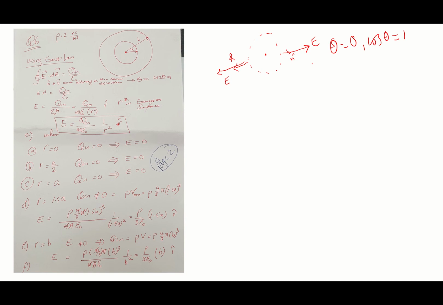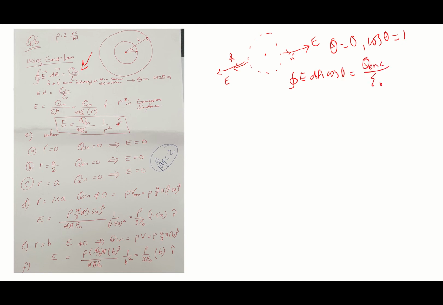So when I apply my Gauss's law, just like what I have here, my Gauss's law will be the integral of E dA cosine 0 equals Q enclosed divided by epsilon naught.